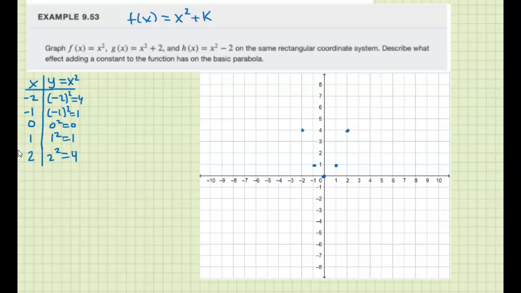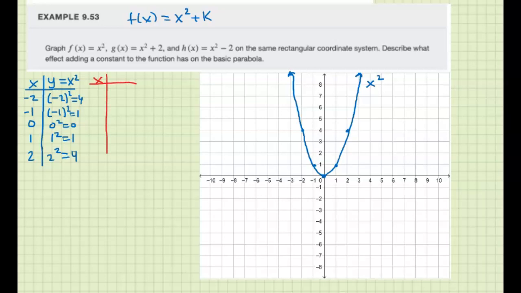So you're kind of squaring all the x. You can put in more. You can have 3 squared is 9, negative 3 squared is 9. Okay, so this is our basic parabola graph. Everything is based on this one. Alright, now let's make the next graph.